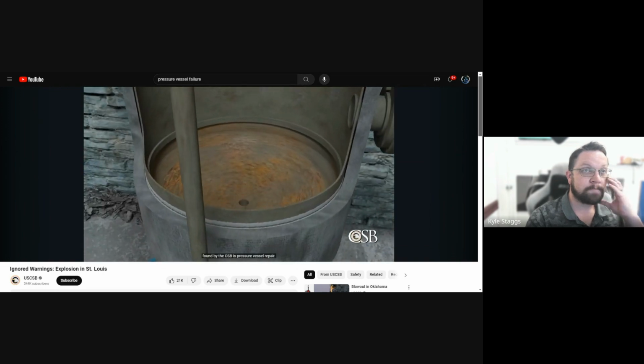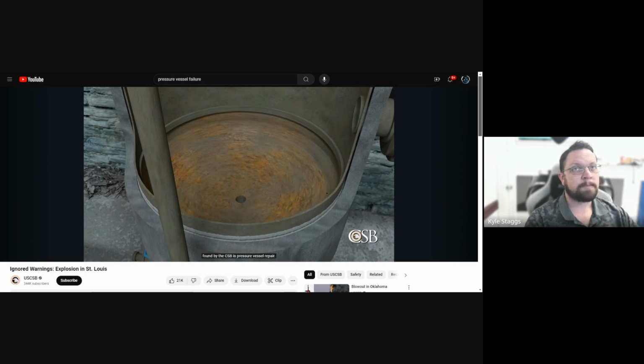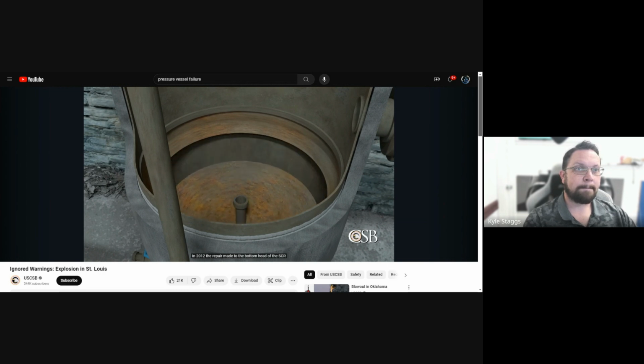The second safety issue found by the CSB is pressure vessel repair. In 2012, the repair made to the bottom head of the SCR left a corroded steel ring in the vessel.